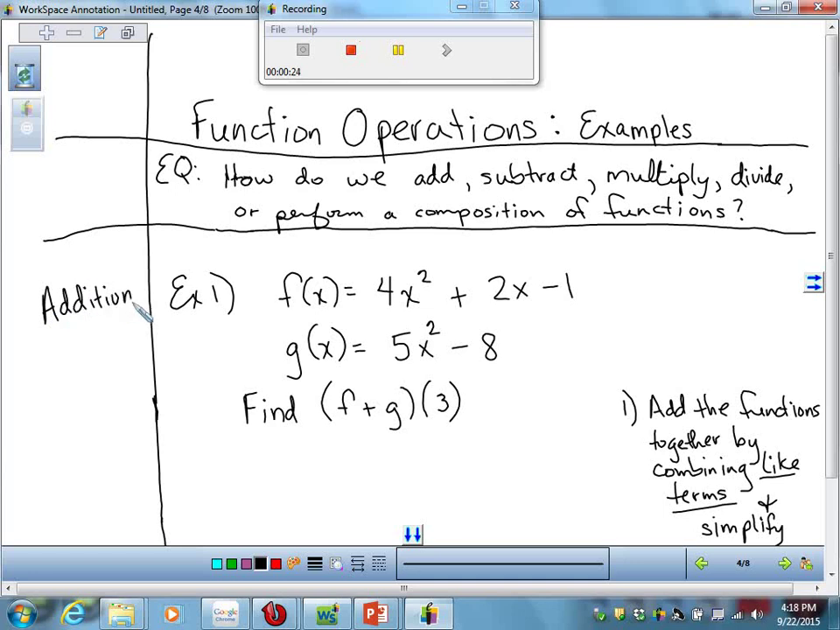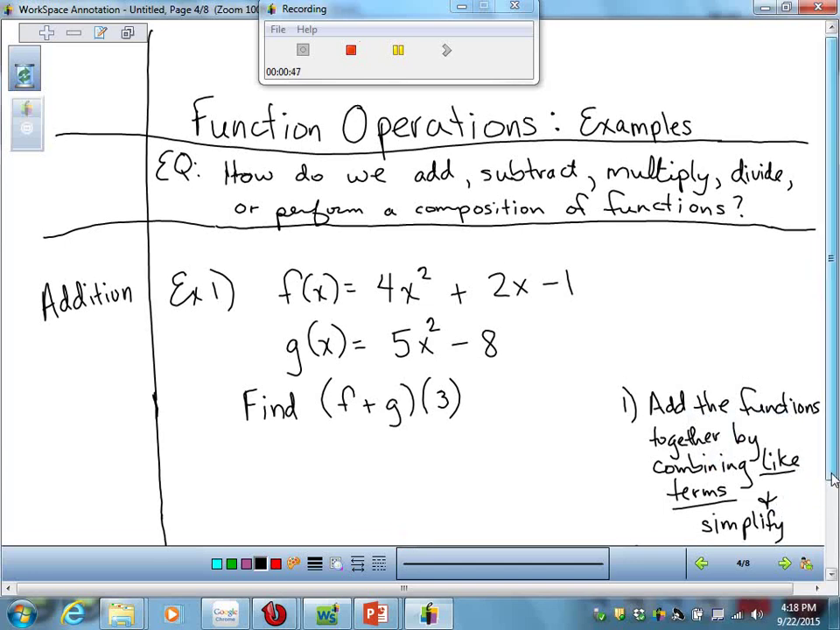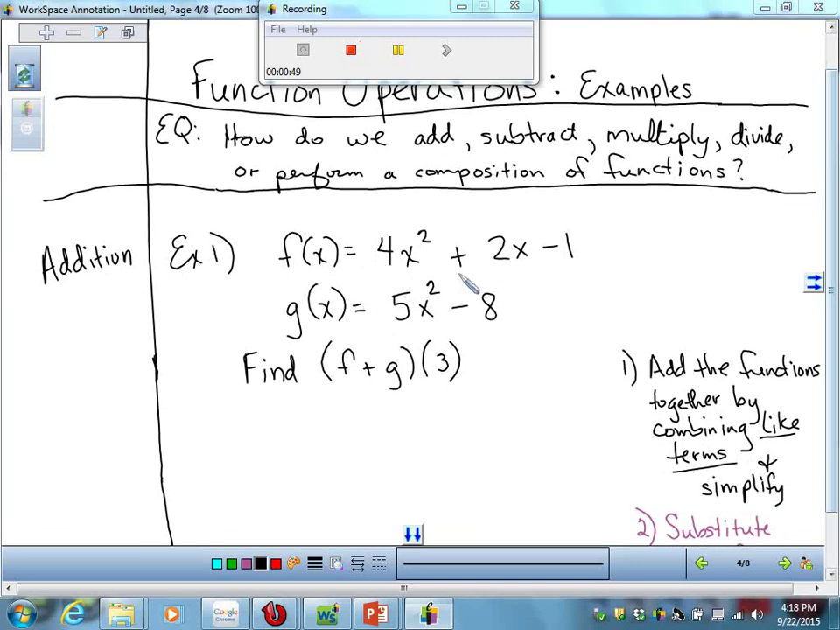In this particular example, we want to take f of x equals 4x squared plus 2x minus 1, and g of x equals 5x squared minus 8, and we want to find f plus g of 3. First thing we're going to do is add our two functions together by combining like terms, and then we're going to simplify.